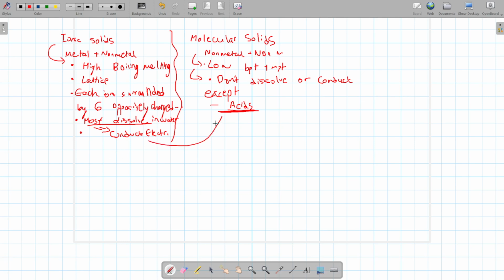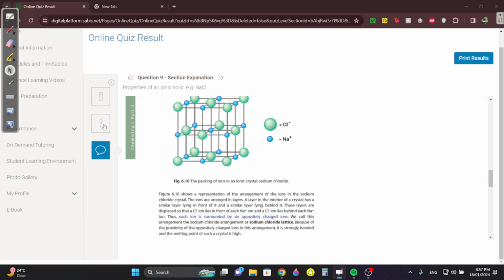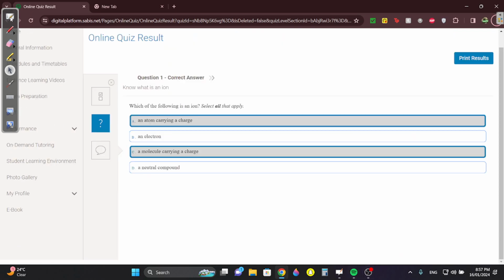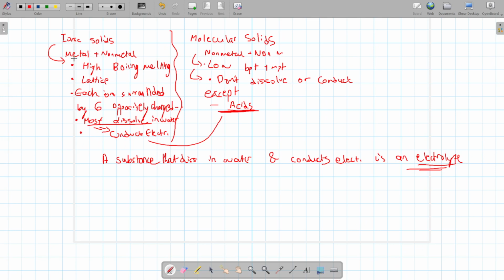Anything that dissolves in water, a substance that dissolves in water and conducts electricity, is called an electrolyte. Okay, electrolyte. It's not asked in the quiz, but there's a lot of stuff not asked in the quiz. So ionic solids are made out of metals and non-metals, and in general these metals and non-metals will be ions.